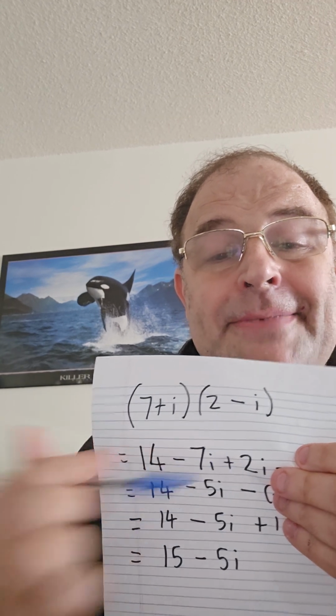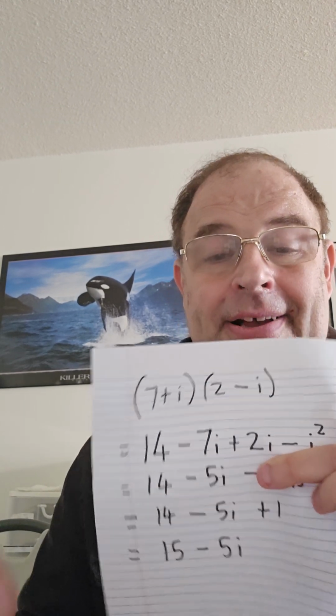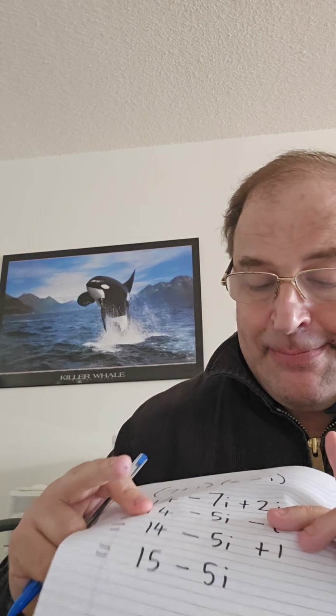So i times i is i squared. And we put a minus, we get minus i squared. i times i is i squared. So i times minus i is minus i squared. And now we simplify. I rewrite that: 14 minus 7i plus 2i is minus 5i. Even if I don't understand what i is, minus 7 lots of something plus 2 lots of that same thing will give me minus 5 lots of it.